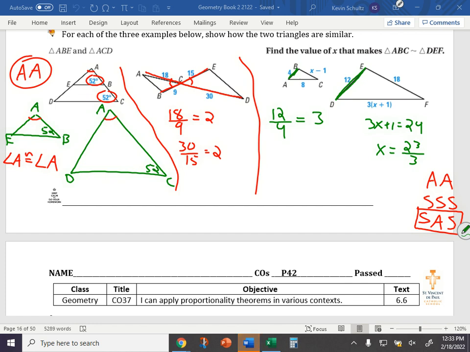Wait, is that right? That's not right. We're right or wrong? We'll try plugging that in and see. Oh, I forgot parentheses. Parentheses, they matter. All right, so now we've got 3(x plus 1) equals 24, which is 3x plus 3 equals 24. Subtract 3, divide by 3. Much nicer answer than 23 thirds.